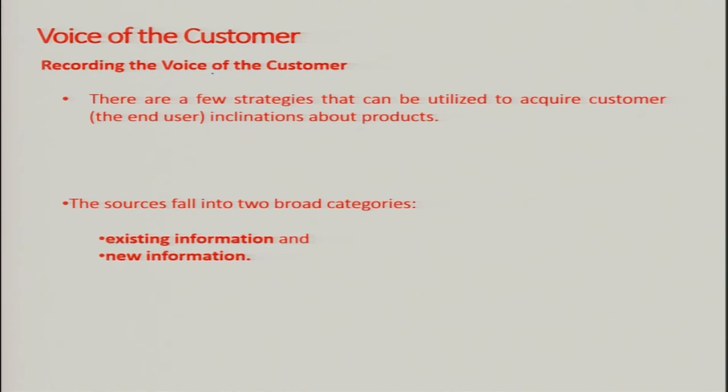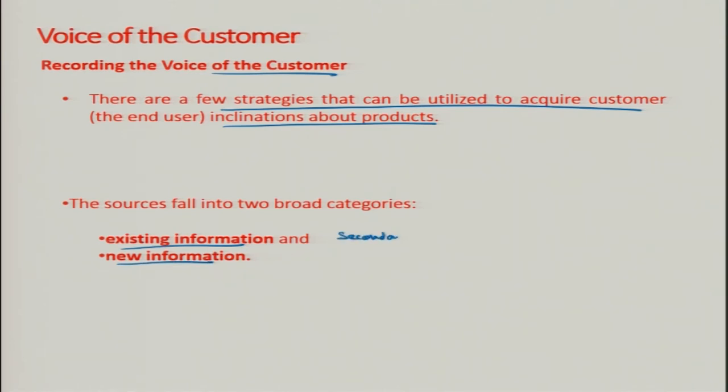Now, regarding the voice of the customer, there are a few strategies that can be utilized to acquire the customer inclinations about the product. That is the collection of data, or I can say identifying which strategy is to be utilized to see what customer wants. So, the strategy that is to be utilized depends upon the sum and the sort of the data required, the accessibility of the data, the cost designated to gather the information. So, information can be existing information or new information. Existing information is known as secondary data, new information is known as primary data.